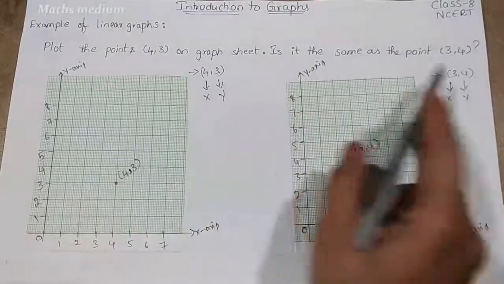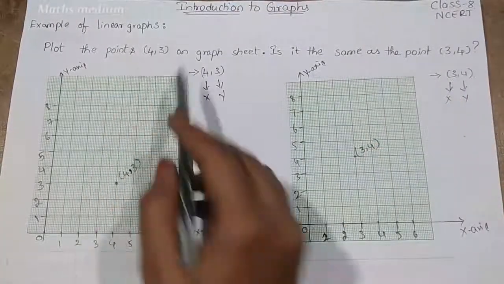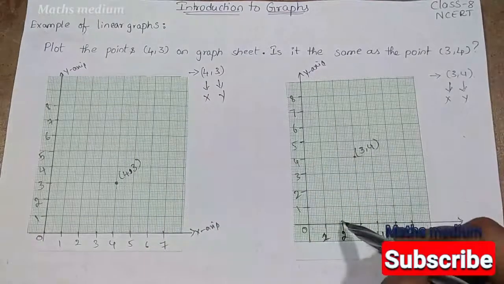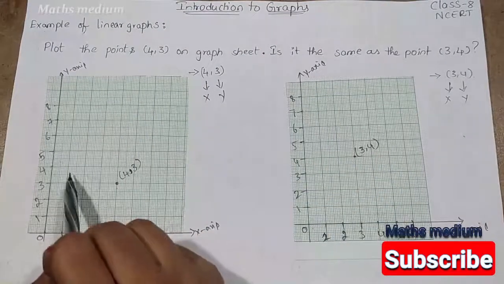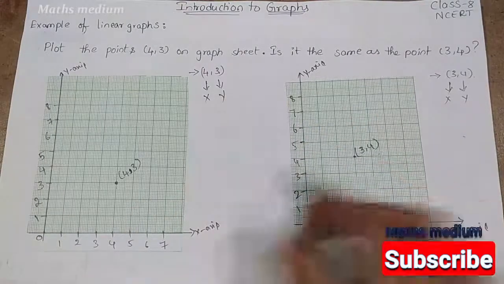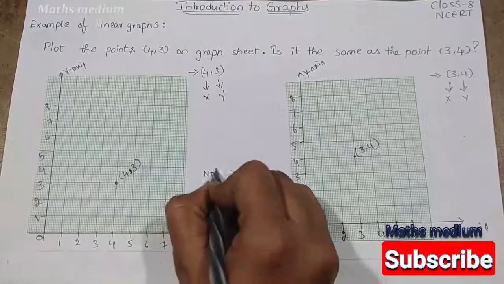It is not same as the point, because in the x-axis we have 4 units. In this x-axis we have 3 units only. In this y-axis we have 3 units. In this y-axis we have 4 units. So these are not same.